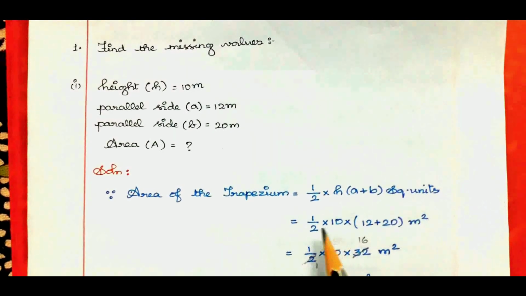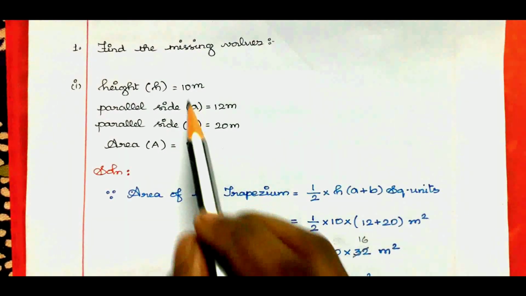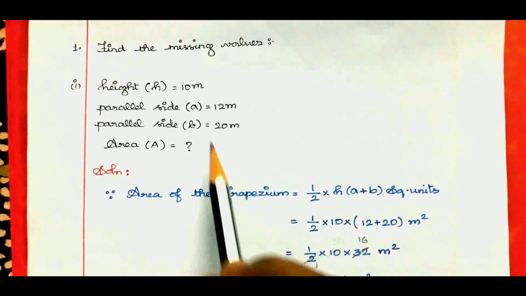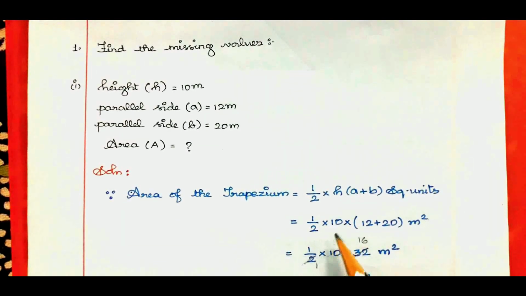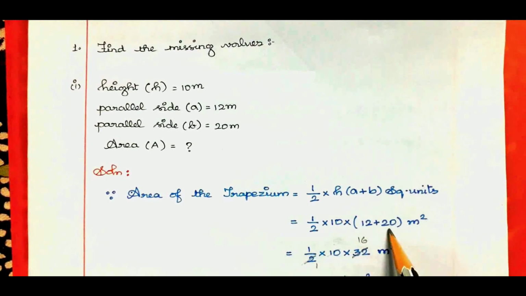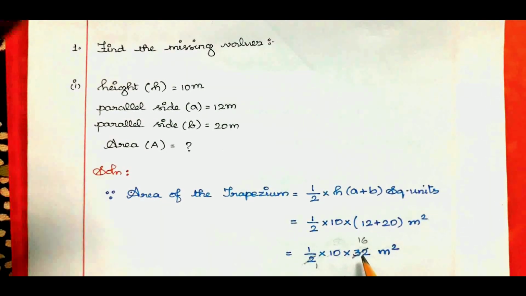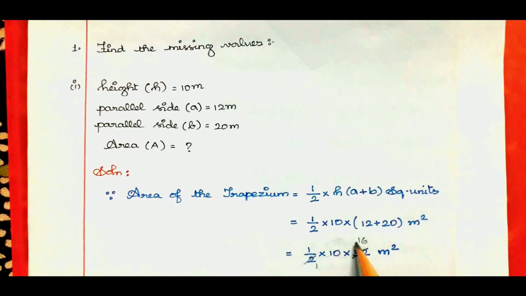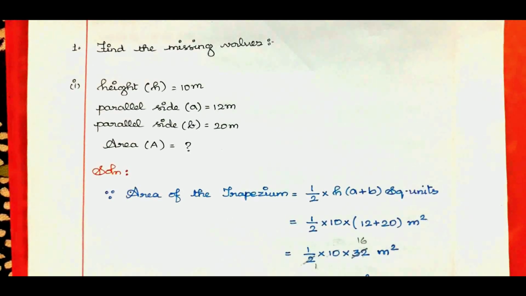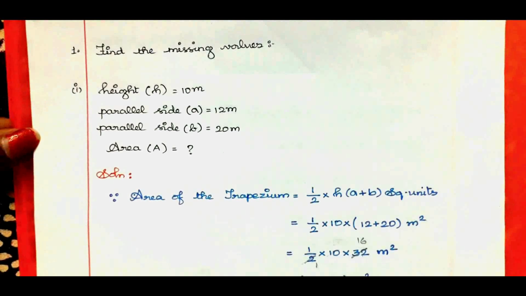Half as it is, h they have given in the question as 10, a is 12 and b is 20. Substitute that. When you substitute, half as it is, 10, 12 plus 20 is 32. Now I am dividing it: 1 2 is 2, 16 2s are 32, or else you can go with 1 2 is 2, 5 2s are 10. But I went with this because we can multiply easily with 10. Therefore I have simplified: 1 2 is 2, 16 2s are 32. Now 10 into 16 is 160 meter square. Therefore the area of the given trapezium is 160 meter square.